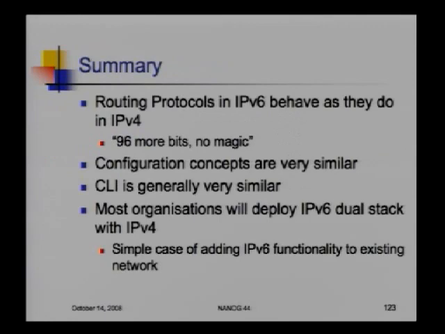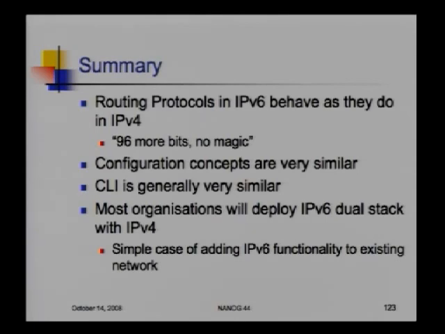So I would say anybody who's happy with handling v4 should be able to handle v6. So summary of all this, routing protocols in v6 behave as they do in v4. 96 more bits, no magic. Gaurab's gone, but that was one of the phrases he coined and he has the t-shirt. It really is. Certainly when I've been doing workshops, the biggest concept that people struggle with is doing the addressing, handling the big numbers, trying to mentally handle /32s and /64s and point-to-point links and so forth, coming up with reasonable addressing plans.